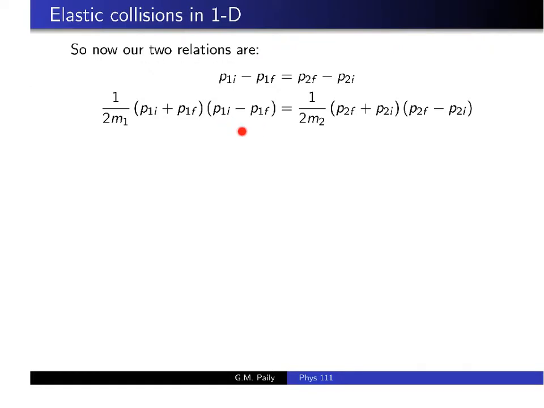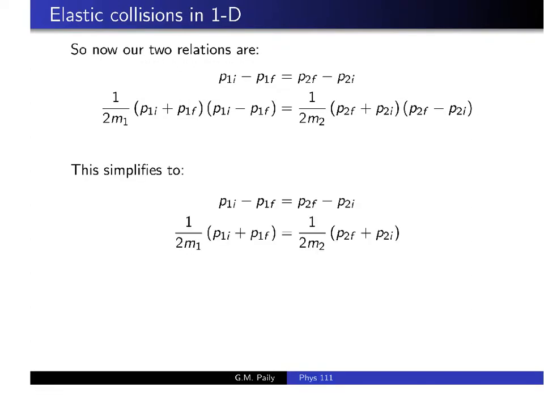If we compare this with this, well, we realize that, oh, this term is equal to this term using this relation, right? Because P1 initial minus P1 final, same thing over here. P2 final minus P2 initial, same thing over here. So if this bracketed term is the same as this bracketed term, we can cancel them out. And so we are left with our momentum relationship and now a simplified version of the kinetic energy relationship.